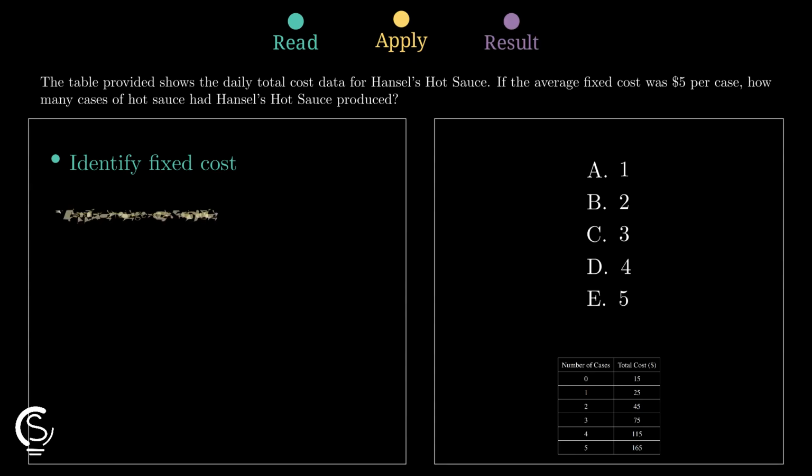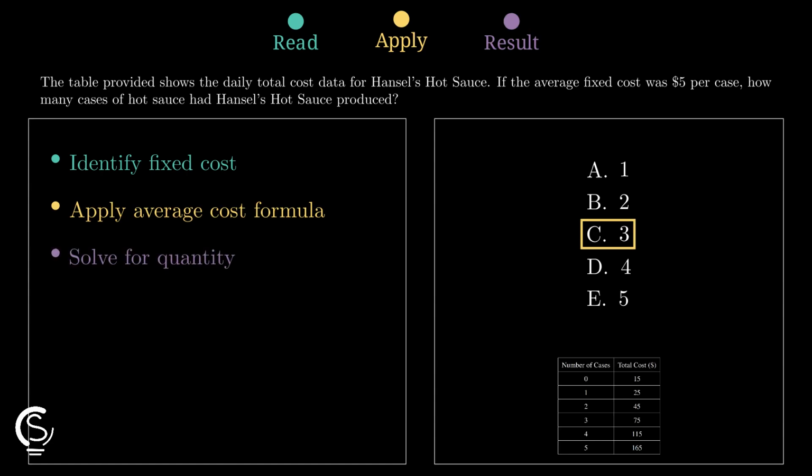15 divided by 5 gives us exactly 3 cases. That makes option C our final winner. You just crushed this microeconomics problem with ease.